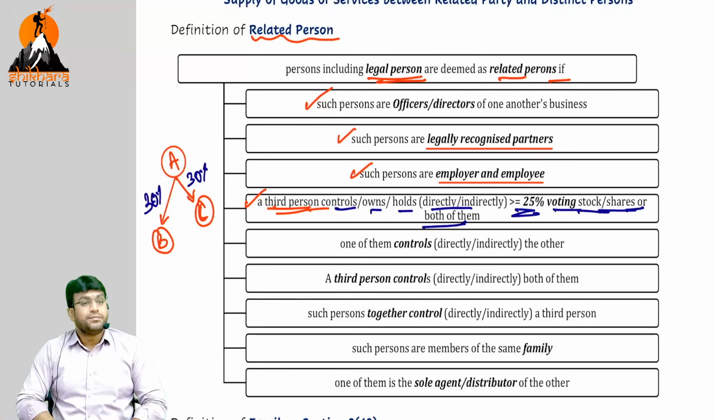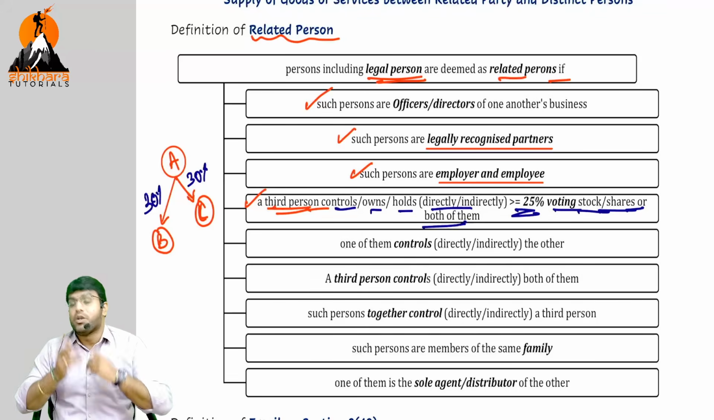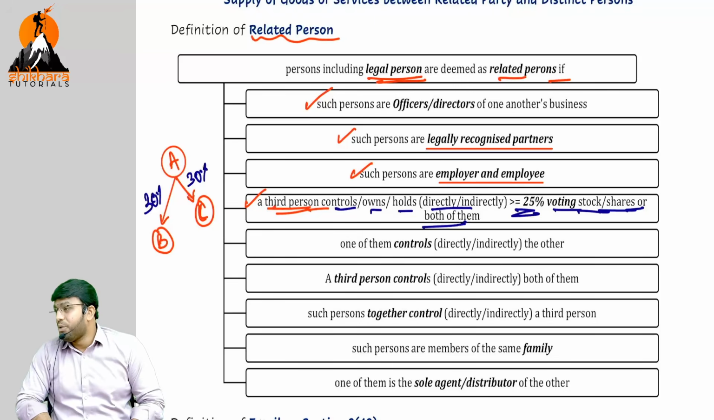First one, officers or directors of one another's business. Legally recognized partners. Employer and employee. A third person owns, holds or controls 25% or more of the outstanding stock or shares of both of them. Understood? This is there in inter also, but it is important to have clarity and perfection.